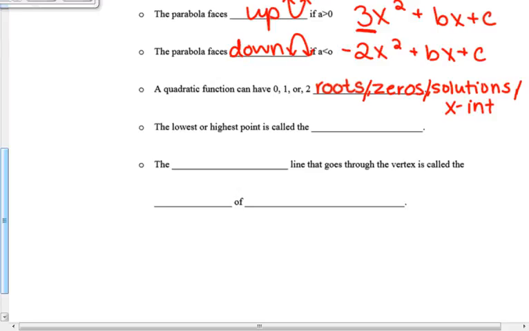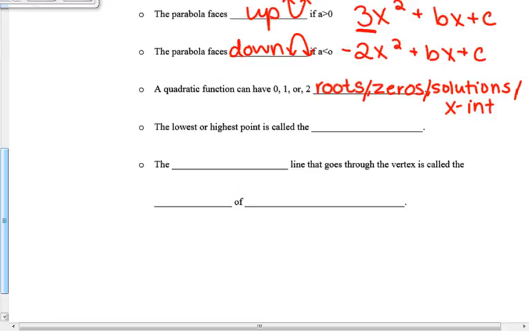You'll tend to hear at least me call them roots or zeros. I don't tend to use the word solution or x-intercepts, but roots and zeros are typically what I have on my tests or quizzes and what I say in class. All it means is this is where the graph crosses the x-axis. This is when you factor and you find those x values. This is what you're finding.